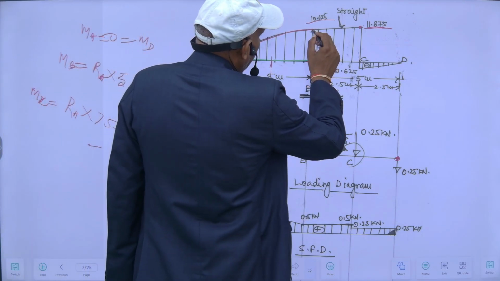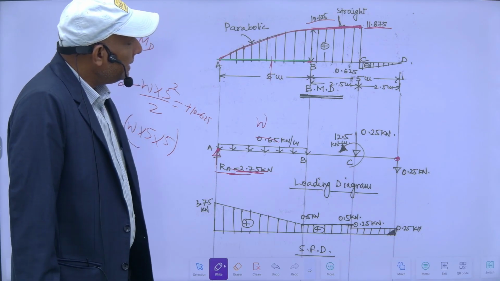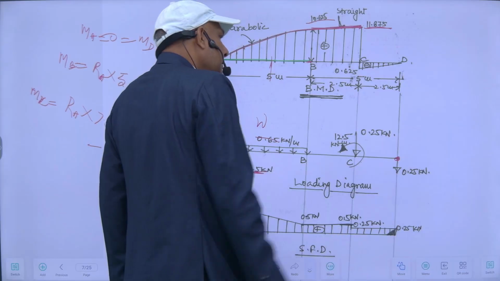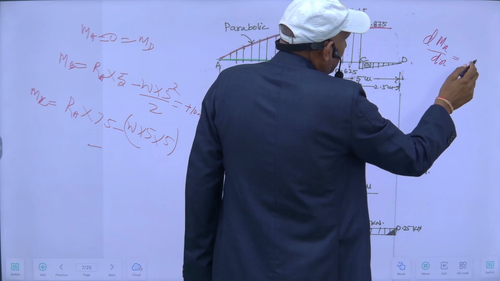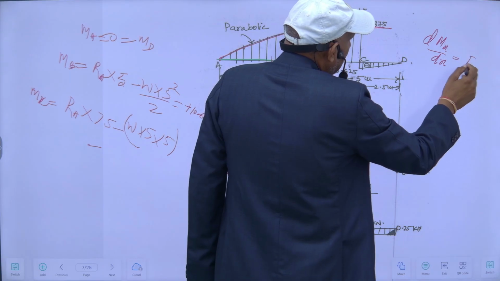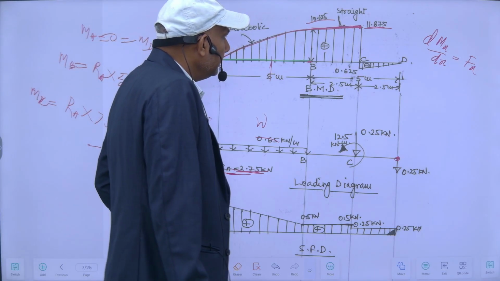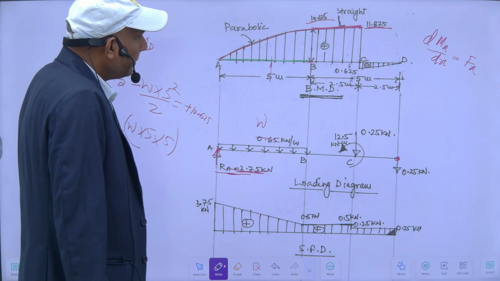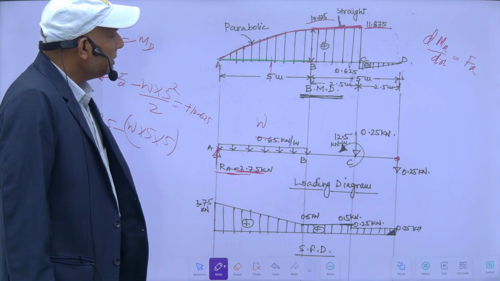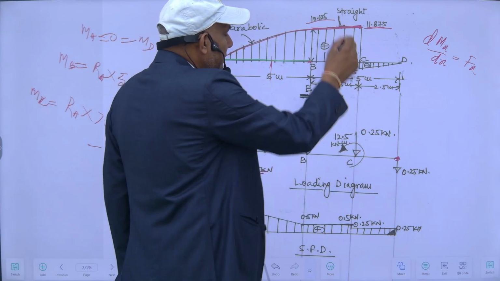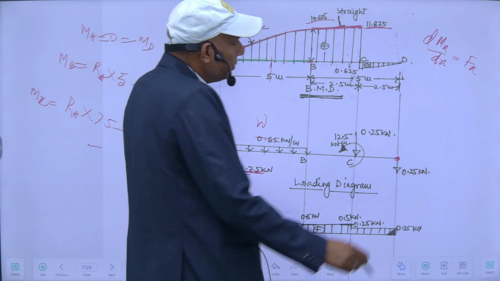Since my bending moment diagram here is a straight line, a straight line means its slope is constant. So dM by dx, the slope of the bending moment, will give your shear force Fx. So this will give shear force. This is my bending moment diagram, and since its slope is constant, my shear force will be constant.